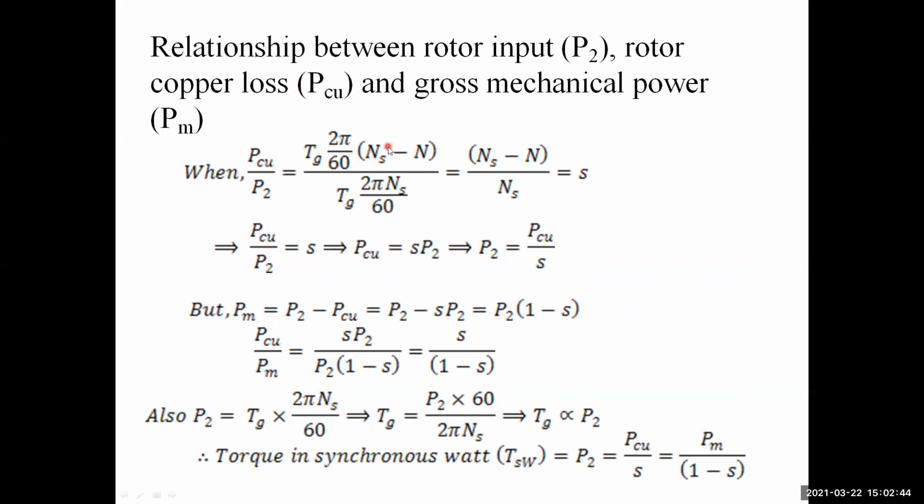From using this relation, we'll get a relation: air gap power is to rotor copper loss is to mechanical power developed is equal to 1 is to S is to 1 minus S. Am I right or not? From these relations only, I will get this type of relations.